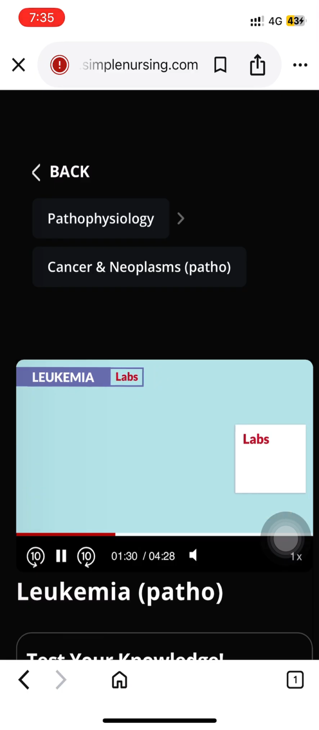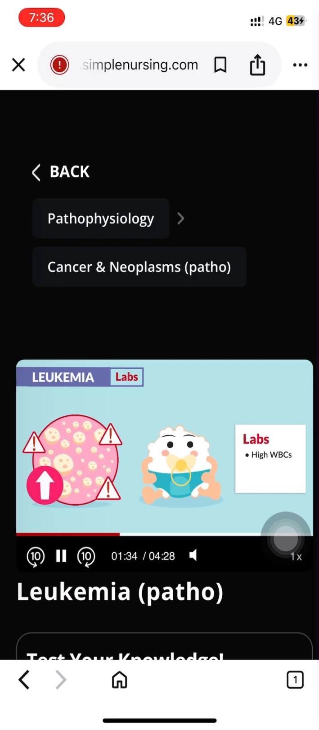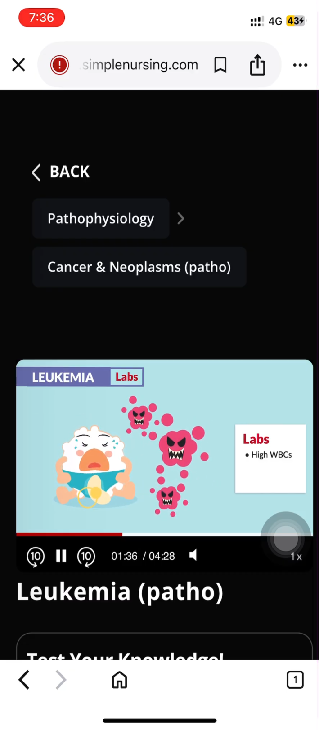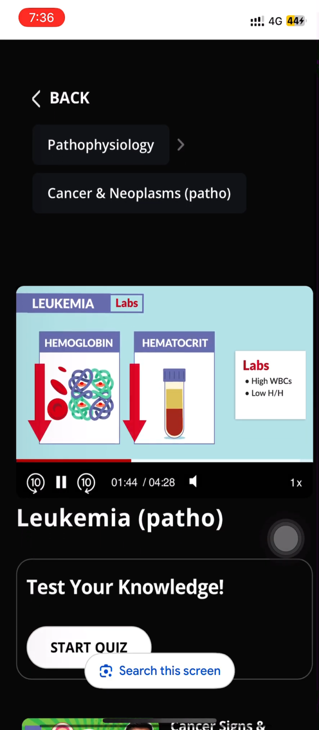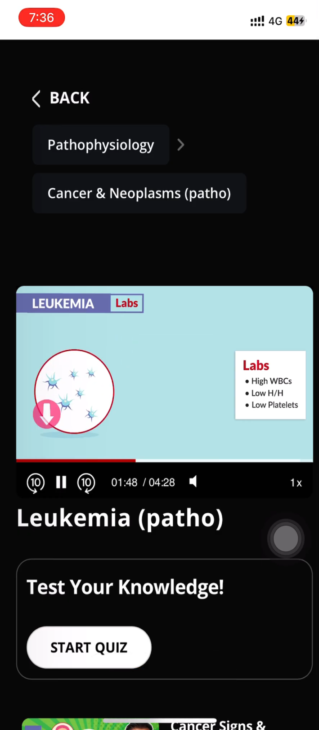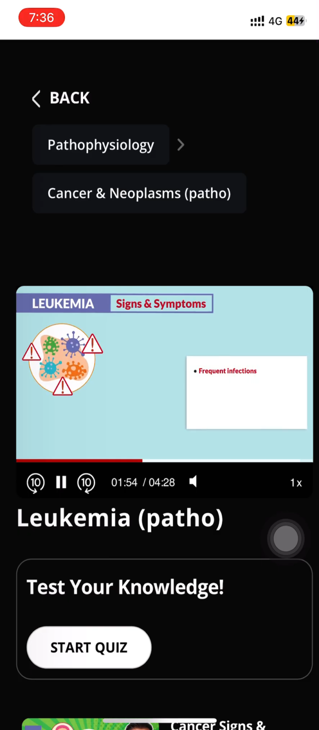Now in terms of labs, we have high WBCs, but they are very immature and too young to fight infection. So we call them baby WBCs that crowd out the production of RBCs and platelets. So naturally, we see a low H&H, that low hemoglobin and hematocrit, and low platelets, which leads to higher risk for bleeding.